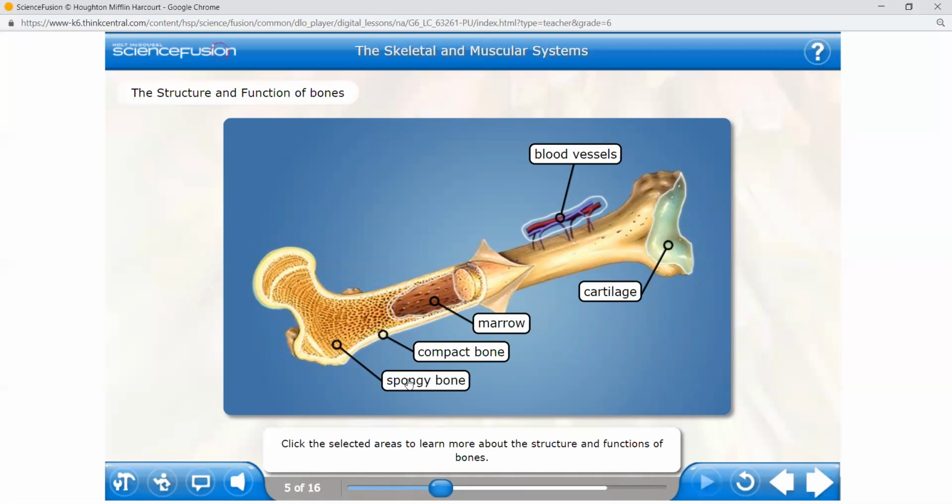Spongy bone tissue, which contains many open spaces, provides most of the strength and support for the bone. Compact bone tissue is dense, rigid, and hard. The red marrow is the site of red and white blood cell production. Yellow marrow stores fat. Cartilage is a strong, flexible, and smooth connective tissue found at the ends of bones.